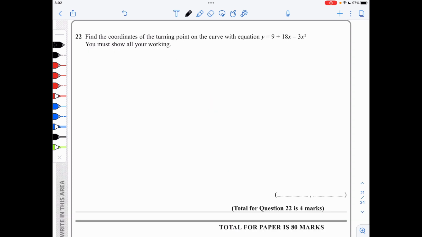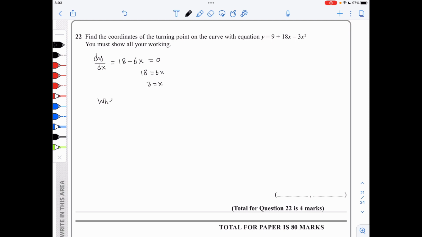In 22, we need to find the coordinates of the turning point on this quadratic curve. There are two ways we can do this. One way is to use differentiation. So we say dy dx is equal to 18 minus 6x. We know that at the turning point the derivative is 0. So 18 is equal to 6x, leading to 3 is x.